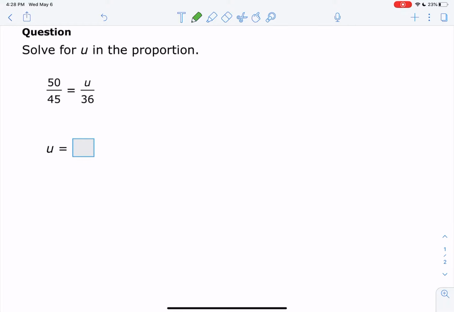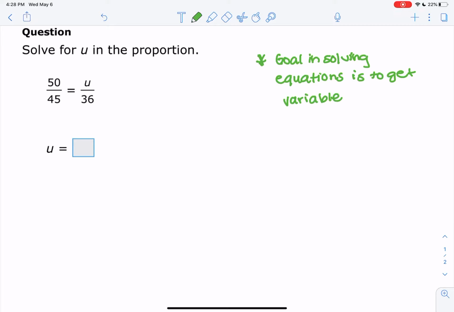So the first thing that I want to tell you guys is our goal in solving equations is to get the variable by itself. Remember, a variable is a letter by itself. So in this question, what's my variable? U. Okay, so it says solve for U in the proportion. So that's why I had this U equals and then the box.